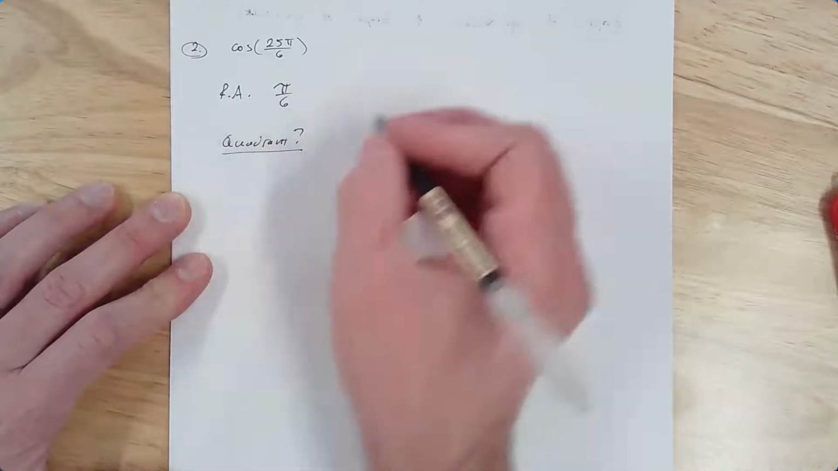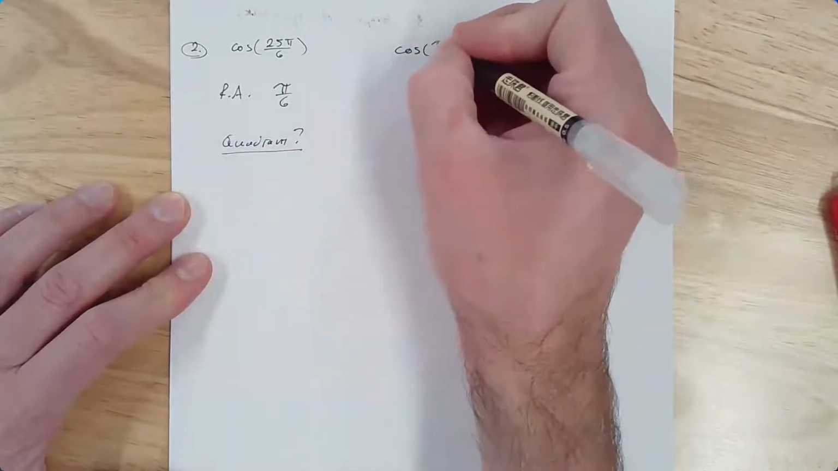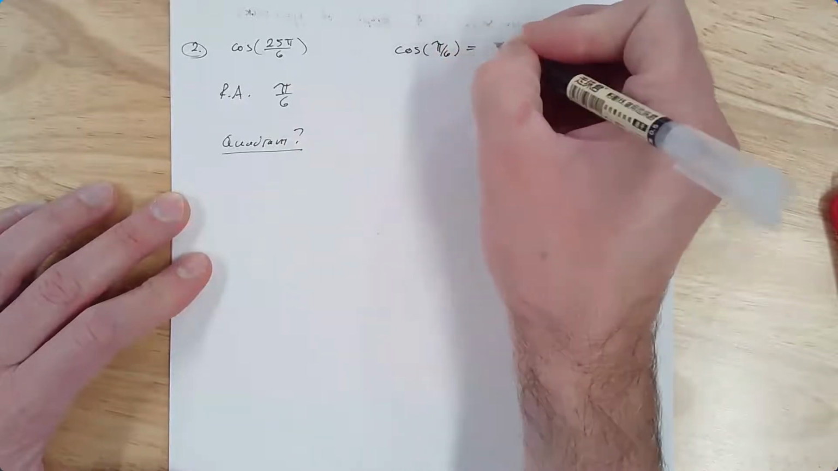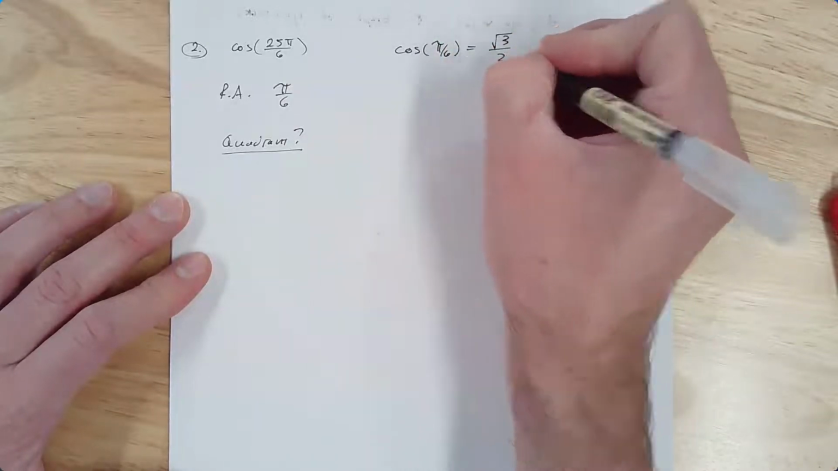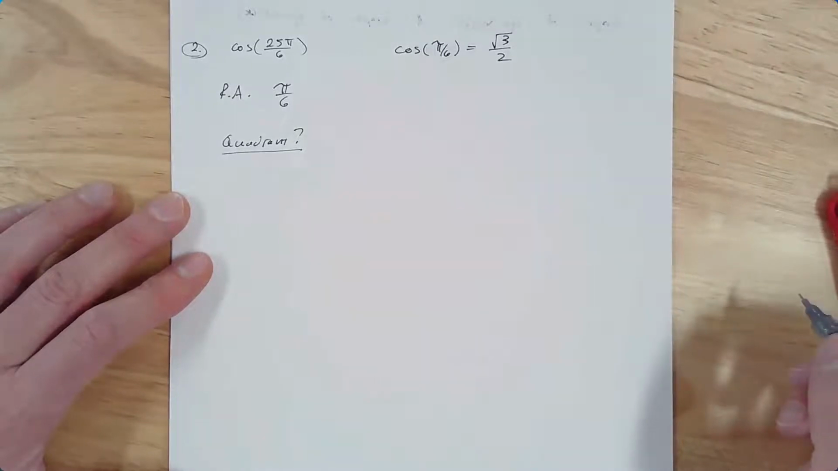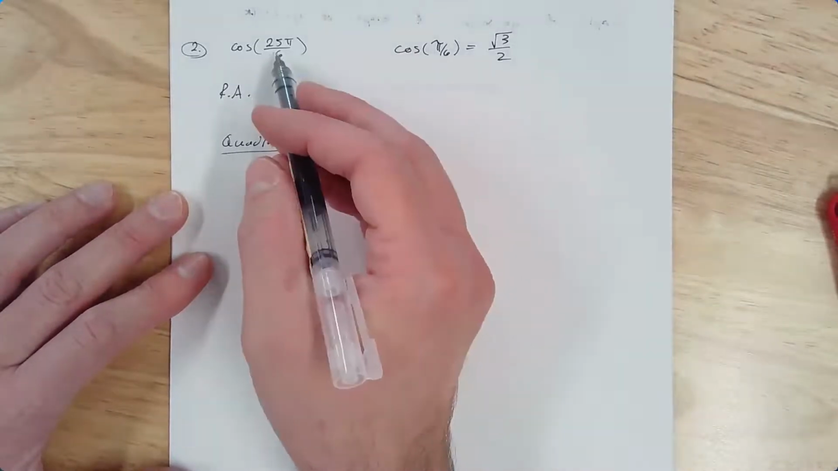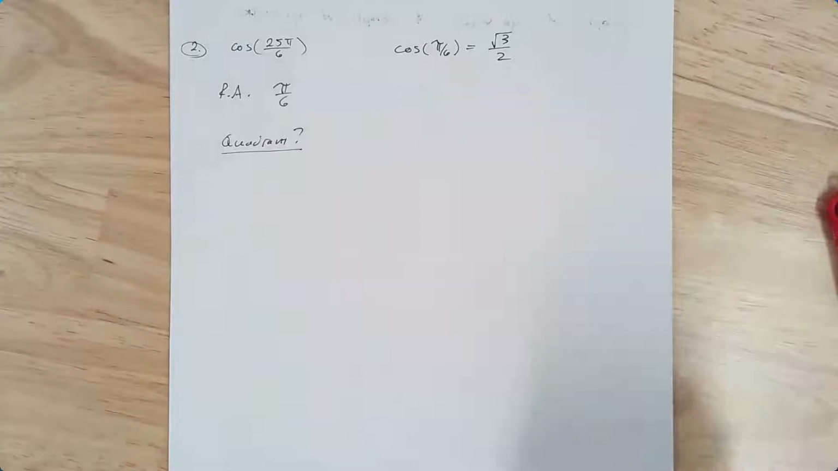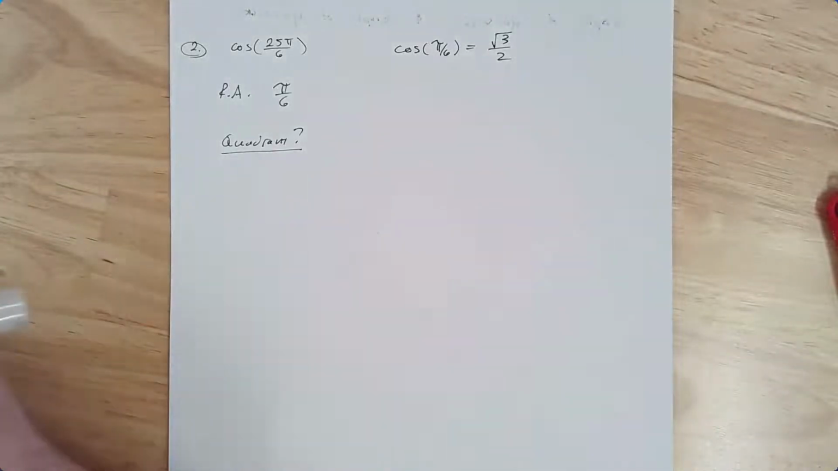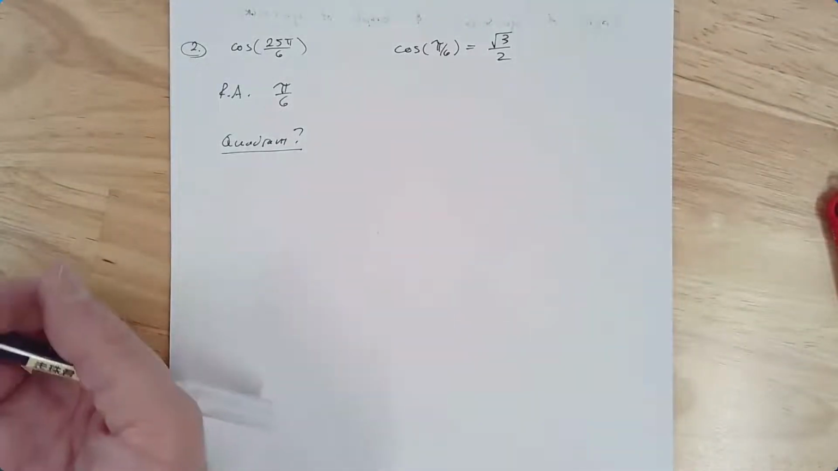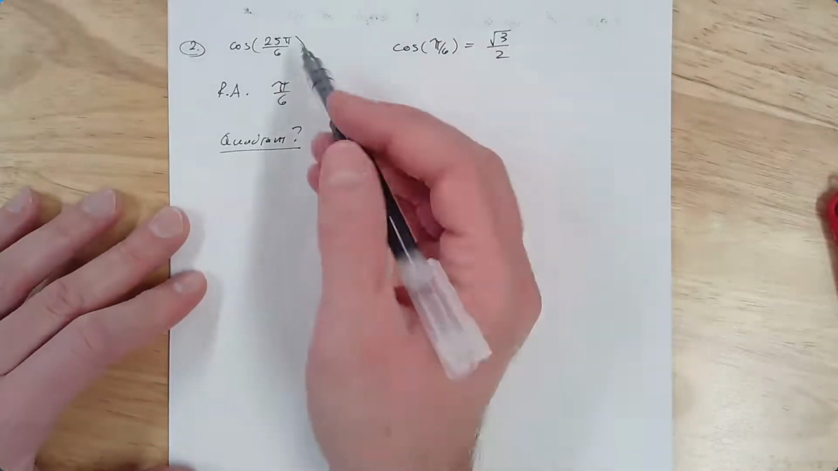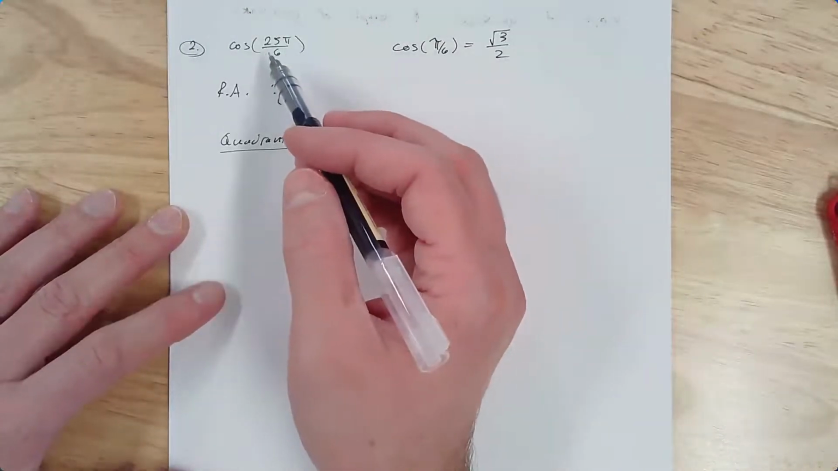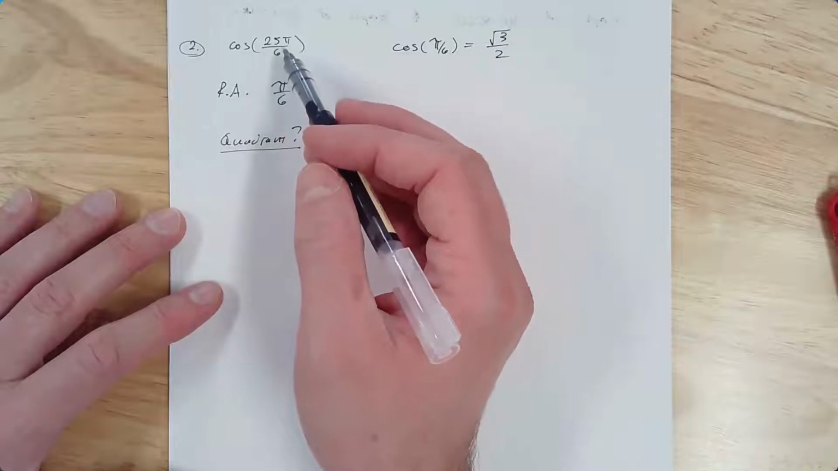In fact, before we figure out the quadrant, we know that cosine of pi over 6 is root 3 over 2. And we need to find cosine of 25 pi over 6. Our answer is either going to be positive or negative root 3 over 2. We just have to figure out what quadrant the angle is in to know if it's positive or negative. So 25 pi over 6 is a little bigger than a revolution. Well, in fact, I think it's bigger than 2 revolutions.